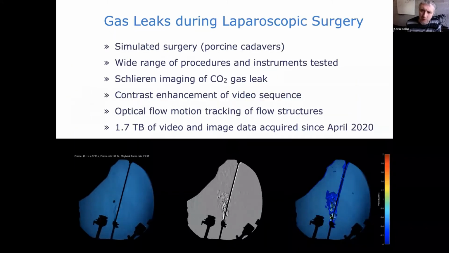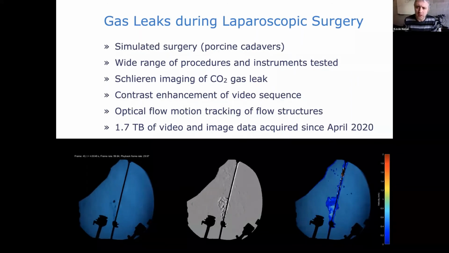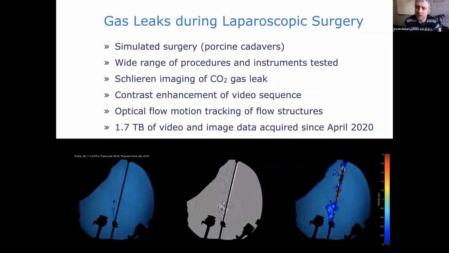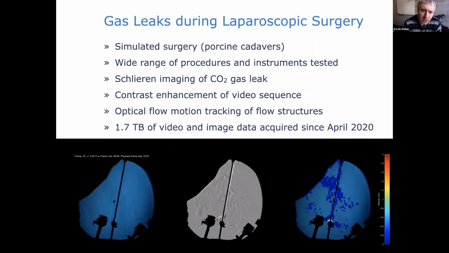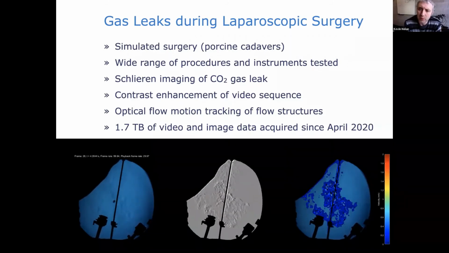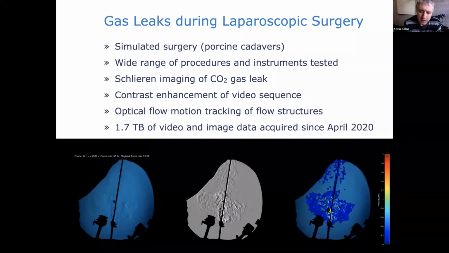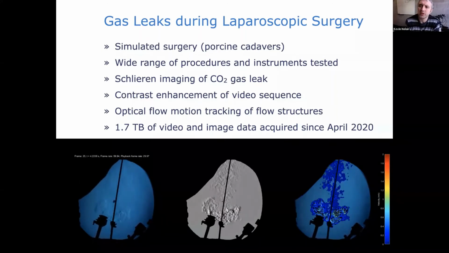But the bulk of our work has focused on what Professor Cahill is primarily interested in, and that is leaks due to surgery from these trocars, these types of plastic ports we shove into the patient's abdomen. And we've done most of this work using porcine cadavers, although we have done some work with live surgery as well.